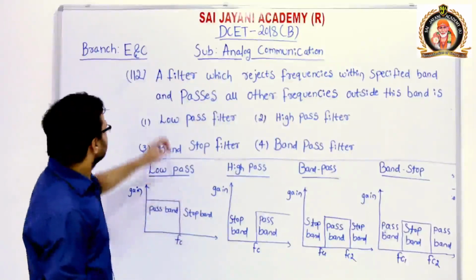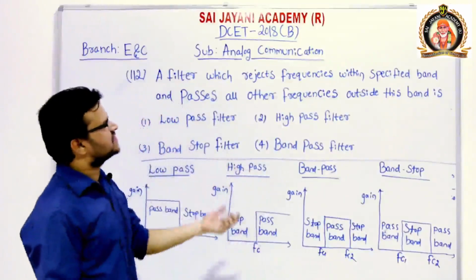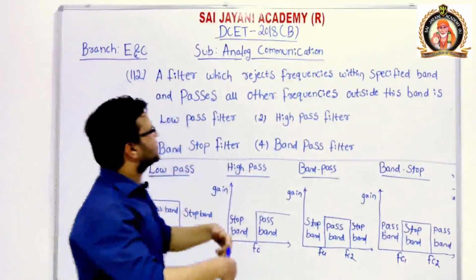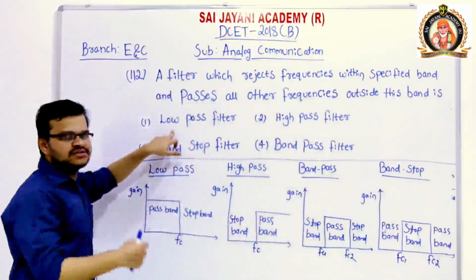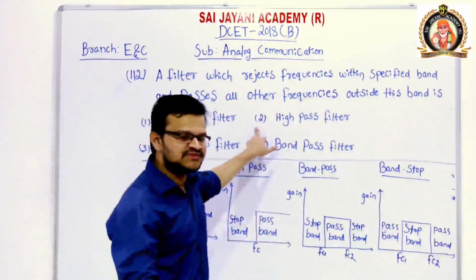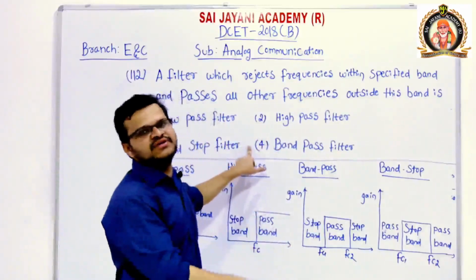Moving to the next question, question number 112. A filter which rejects the frequencies within the specified band and passes all the frequencies outside this band is. The options are given below. The first one is low pass filter, the second one is high pass filter, the third one is band stop filter, and the fourth one is band pass filter.